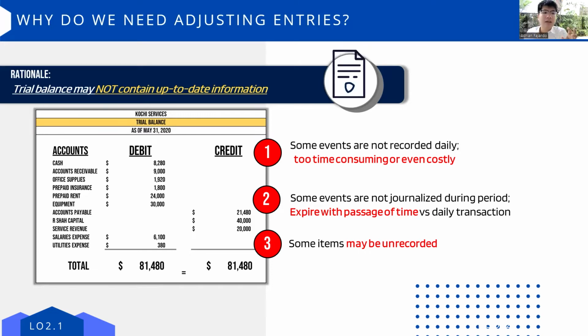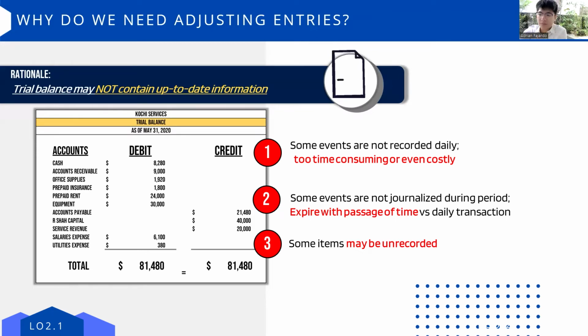Better na, rather than make 30 entries, right? Let's just make 2 entries. The initial entry at the start, and then at the end, i-adjust na lang natin siya. So that's one reason why we need adjusting entries. Second, some events are not journalized during the period. So some accounts expire with the passage of time.